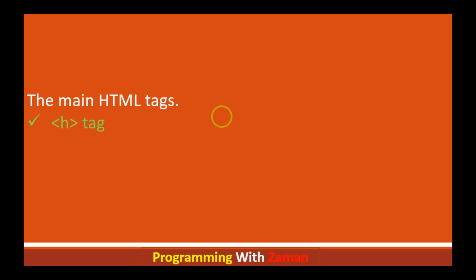The main HTML tags: H tag, P tag, and A tag. These are the three main HTML tags. H tag for headings, P tag for paragraph, A tag for links. So let's see this.